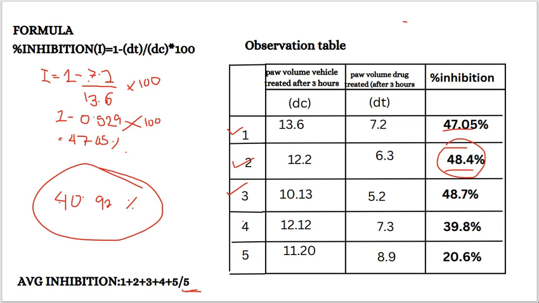Okay, so here generally carrageenan देते हैं, जिसकी वजह से paw edema model में there is an induced edema, और उसके बाद celecoxib देते हैं as a drug treatment. Okay, I hope you have understood.